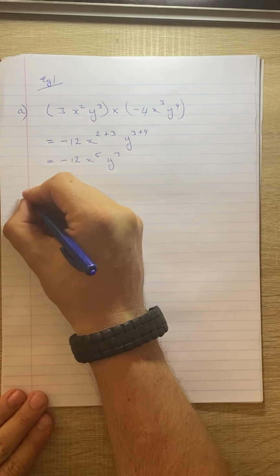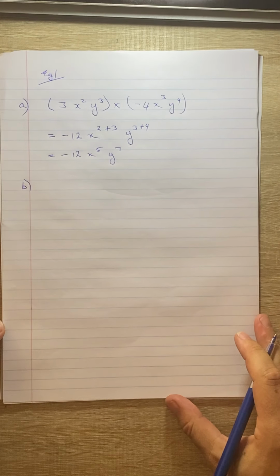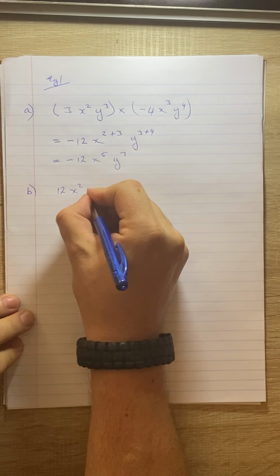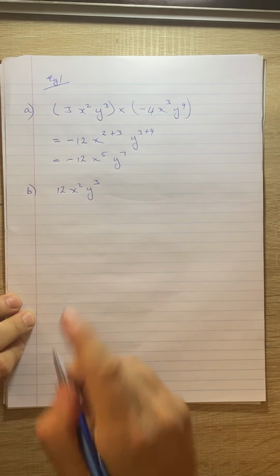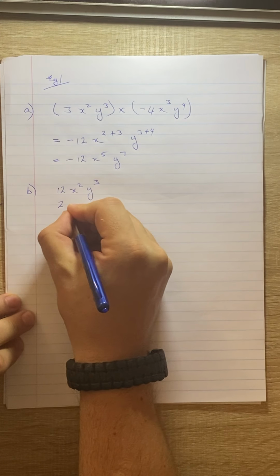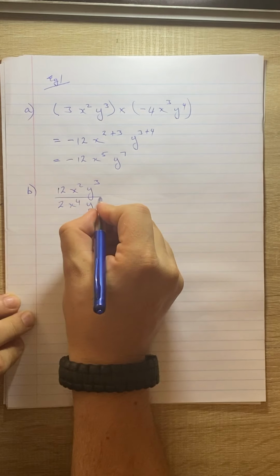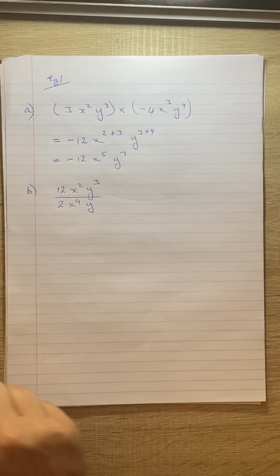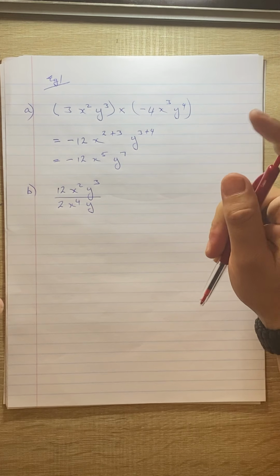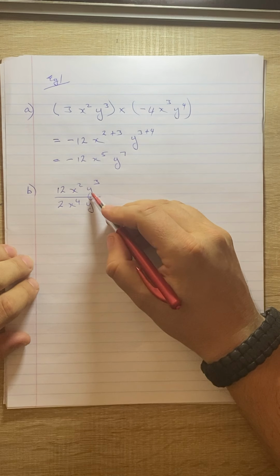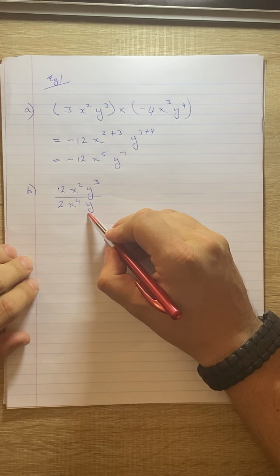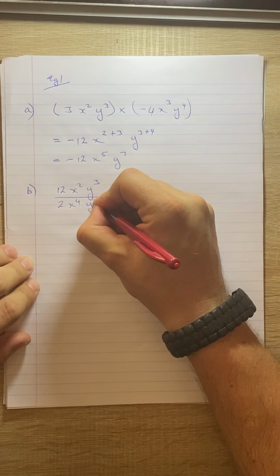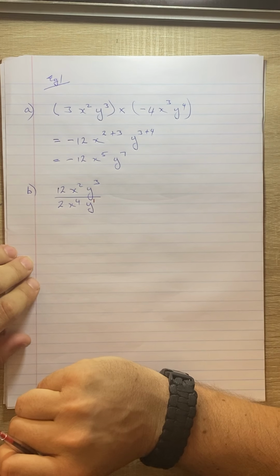Okay, if we look at example B, we've got 12 x squared y cubed over 2x4y. Now with this type of one, what I need to do is make sure that all of my variables have an exponent. So the x has a 2, the y has a 3, the x has a 4, the y, well, it does have an exponent, it's just invisible. There's an invisible 1 there, and I'm just going to fill it in.